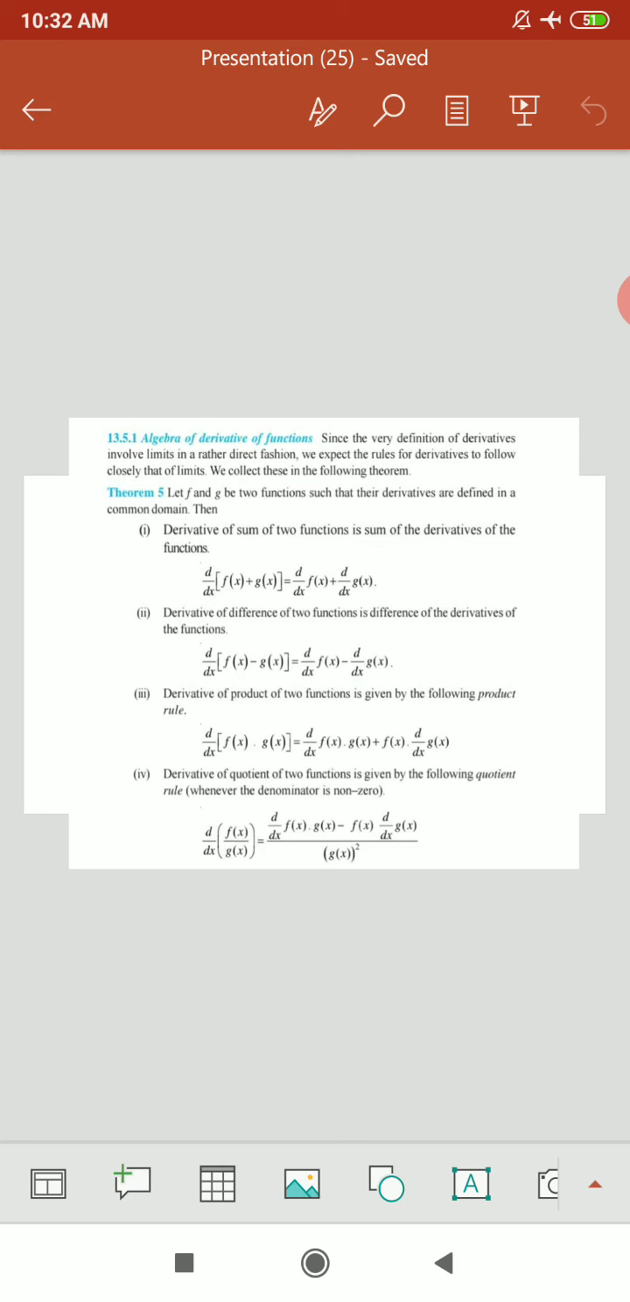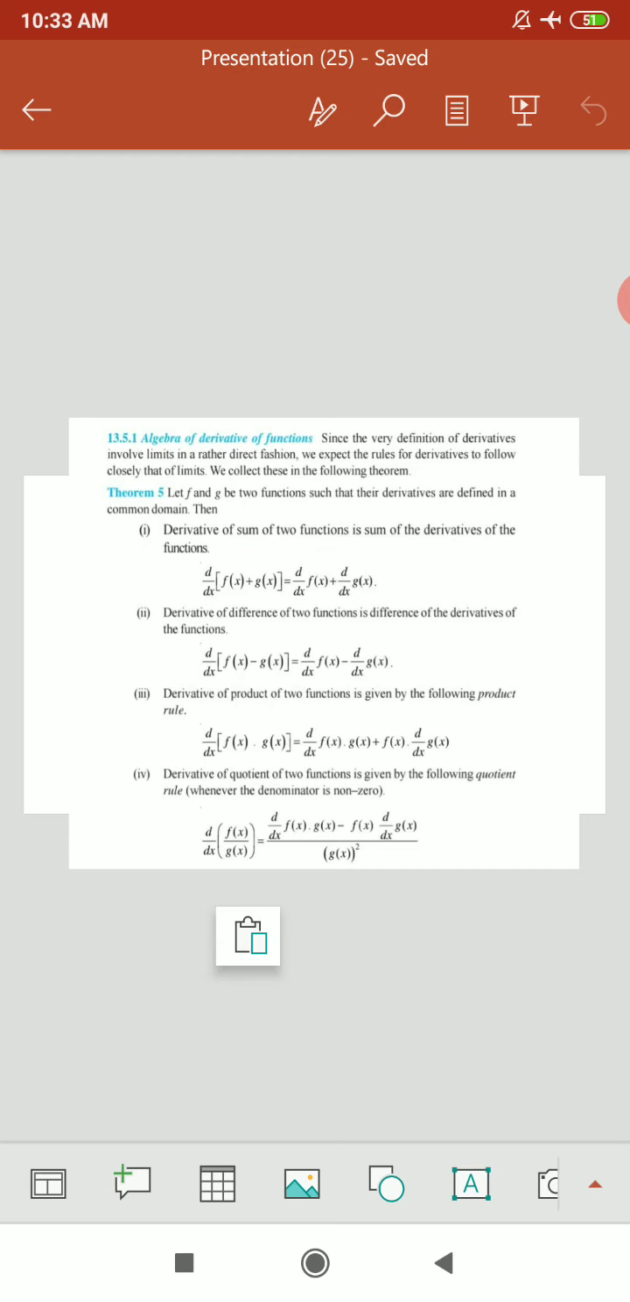Derivative of product of two functions is given by the following product rule. d by dx of f of x into g of x is equal to, यहाँ पे डायरेक्टली हम नहीं लिखते हैं like d by dx of f of x into d by dx of g of x, इसके लिए थोड़ा रूल डिफरेंट है. This is equal to d by dx of f of x into g of x as such plus f of x as such d by dx of g of x. That means the derivative of one function into second function plus first function into derivative of second function. ठीक है, and this very rule is called product rule.